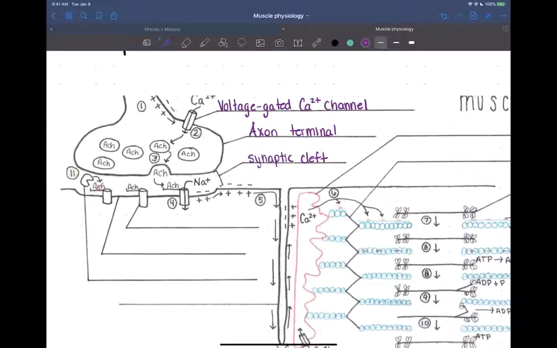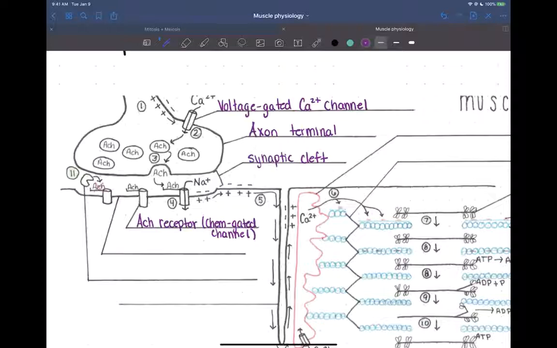And what it'll do is it'll diffuse across and it will bind to an acetylcholine receptor. So an ACh receptor. Remember, that is a chemically gated channel.